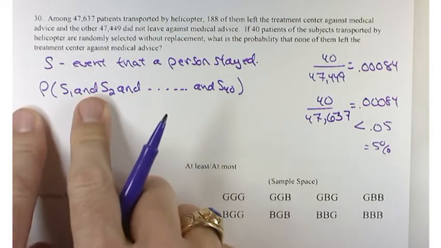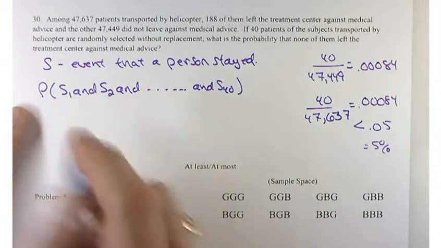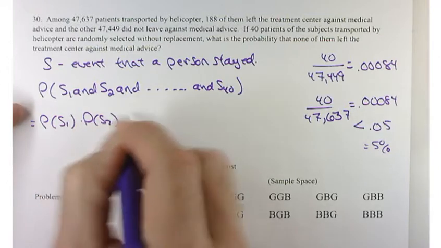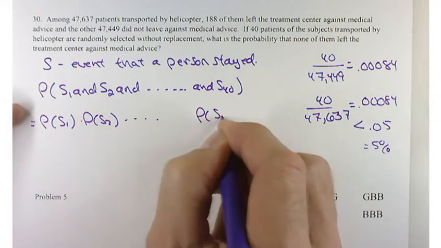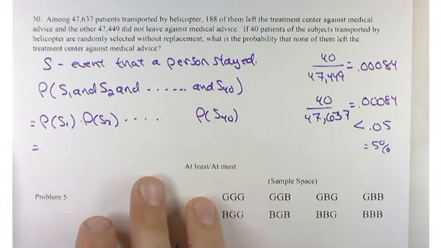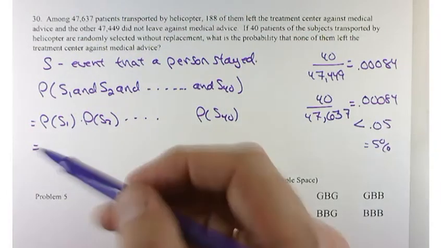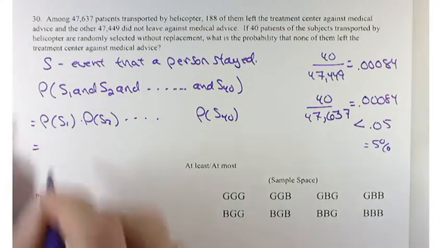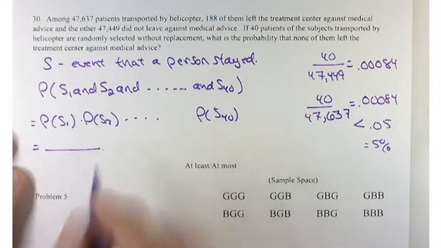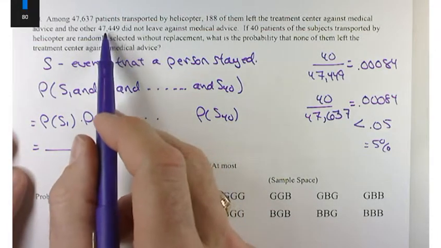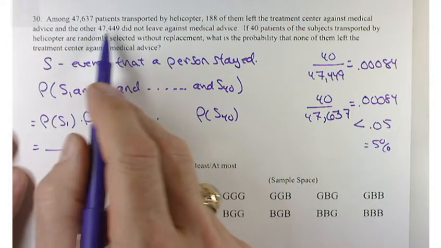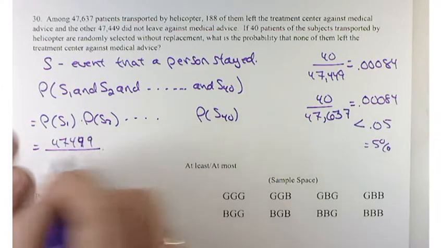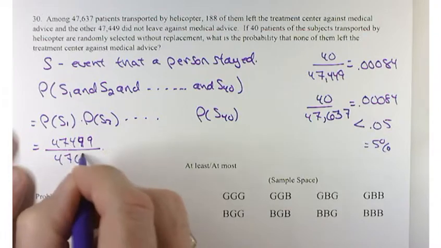What that allows us to do is treat this as if they're independent. Probability of S1 times probability of S2 all the way down to 40. Now let's just start with the first one. What's the probability that somebody stayed in accordance with the medical advice? Well, 47,449 divided by 47,637.